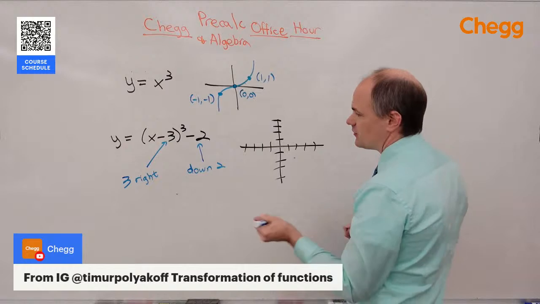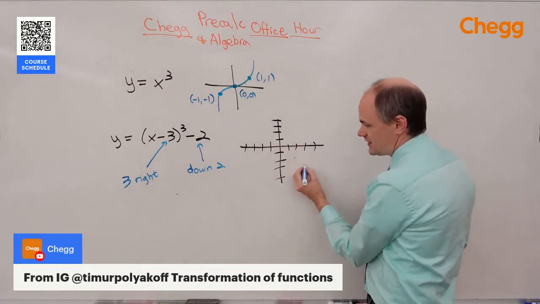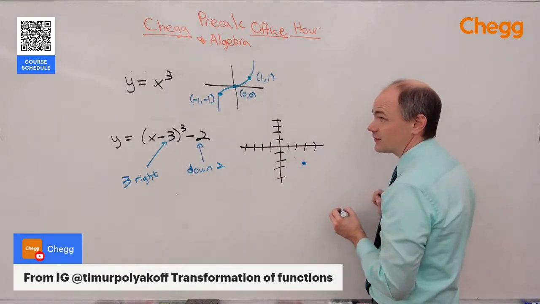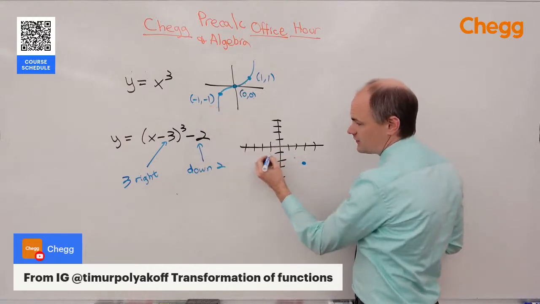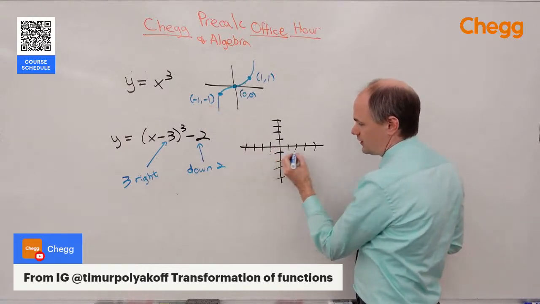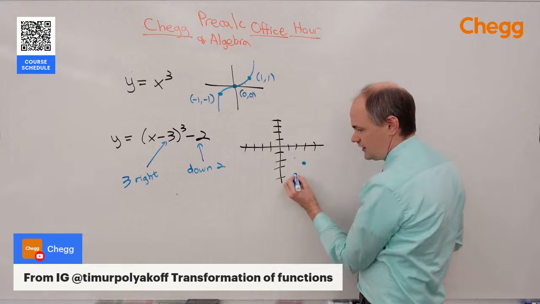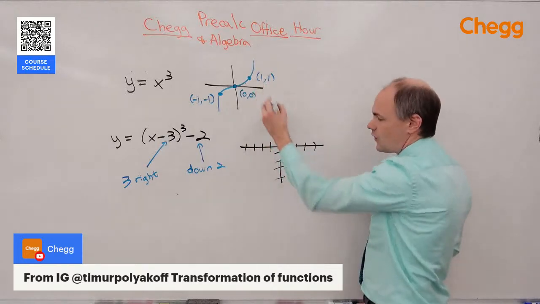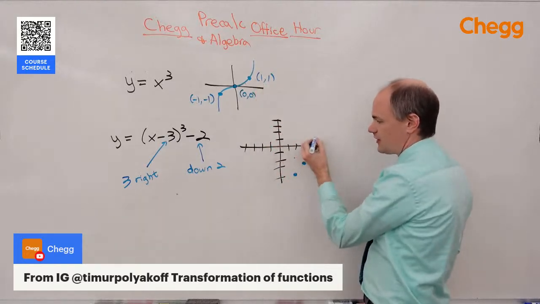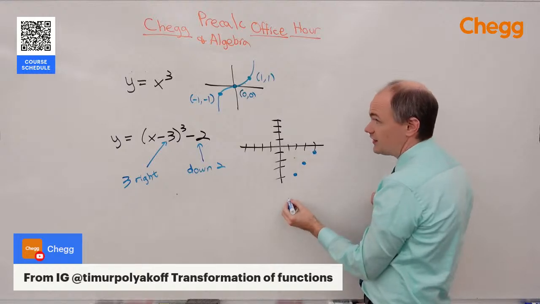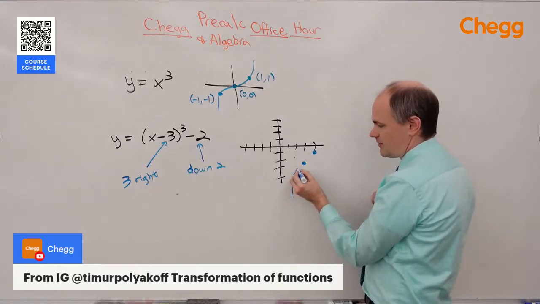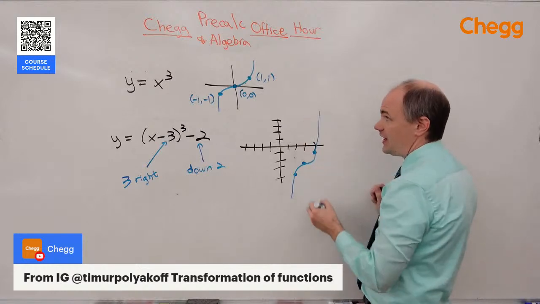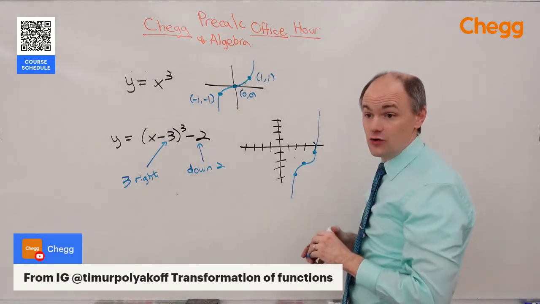This center point of (0, 0) moves 3 to the right and down 2. That's now the center point. The bottom left of (-1, -1) moves 3 to the right and down 2. It's here right now. This (1, 1) moves 3 to the right and down 2. It's right here. And now the function's going to come up and bend and level off. And now it's this function over here.